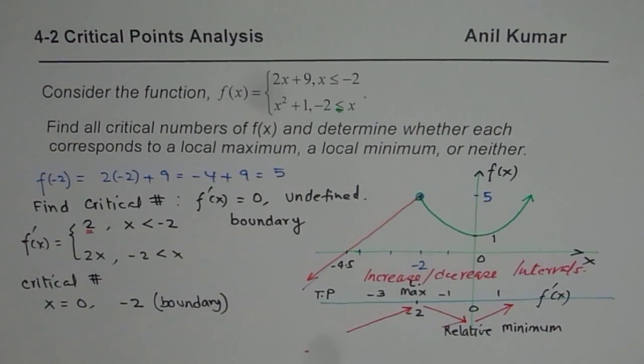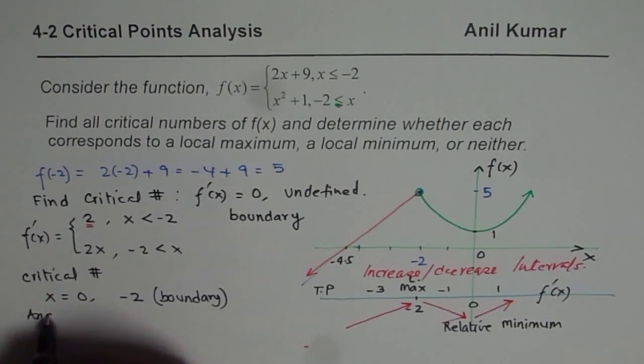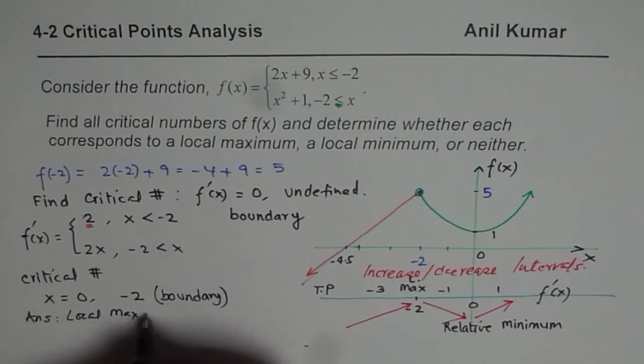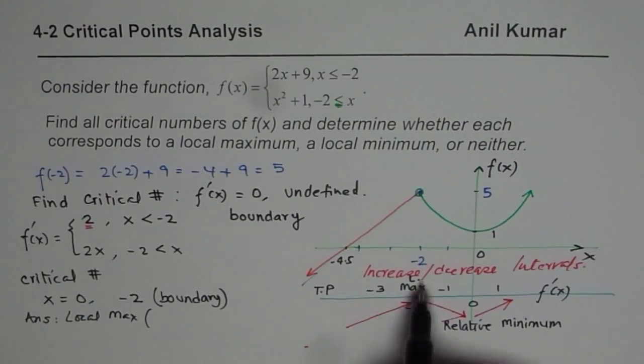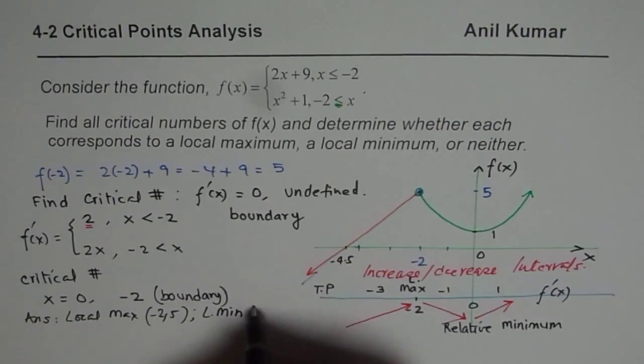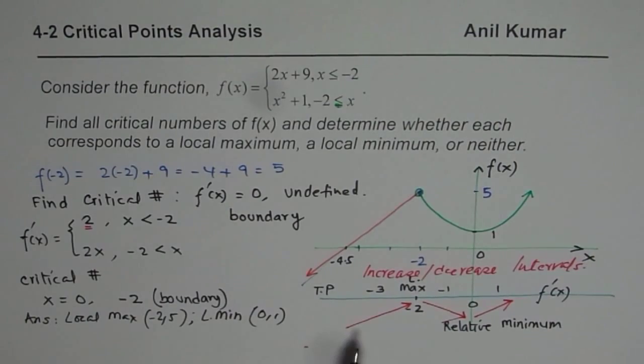So from the analysis of increasing and decreasing intervals, we get our answer. The solution here is: local maximum is at minus 2, 5, and local minimum is at 0, 1. That is how we can answer this particular question, and we have these two as our critical numbers. I hope that helps you to understand how to solve such questions. Thank you and all the best.